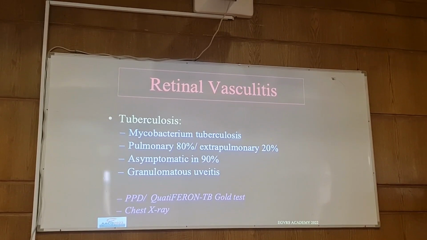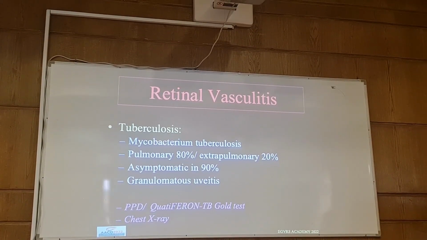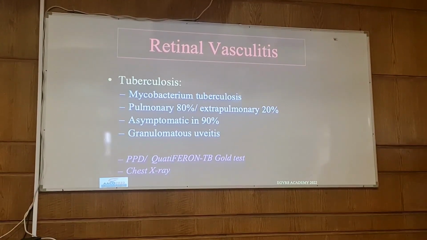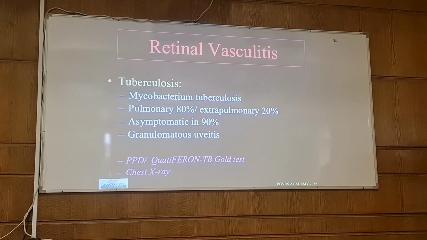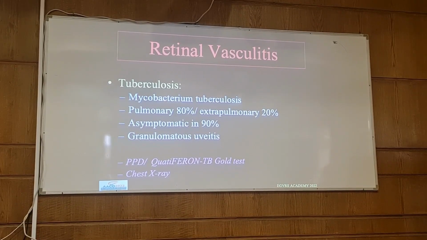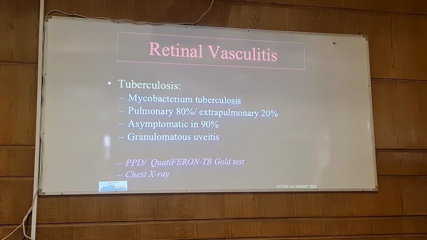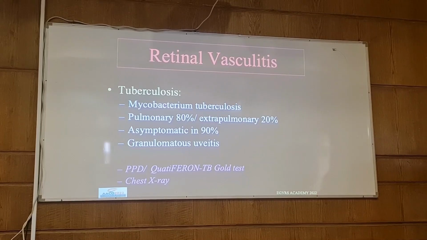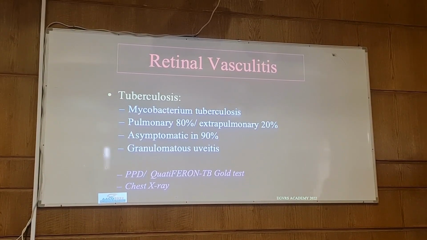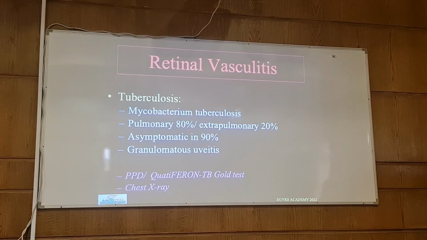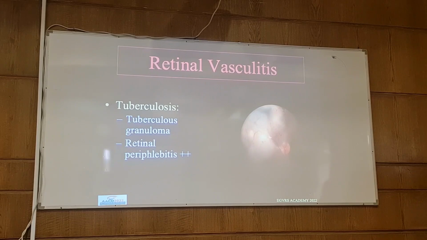And pulmonary in 80%, extrapulmonary. Actually, دلوقتي extrapulmonary زاد. يعني we see much more now of extrapulmonary tuberculous vasculitis. It's asymptomatic in 90%, with sometimes some sort of granulomatous uveitis involved. The diagnosis, زي ما انتم عارفين, either by the purified protein derivative اللي هو tuberculin test, or quantiferon, if positive. Now we have the TB PCR test. Chest X-ray: most of the cases have a negative chest X-ray. So now we don't rely mainly on the chest X-ray.